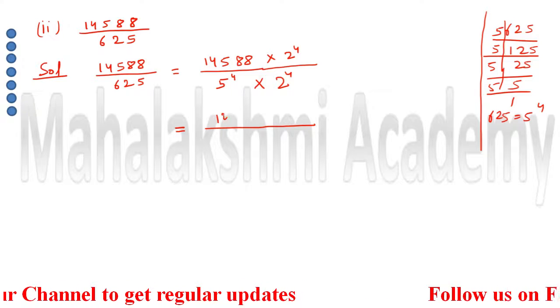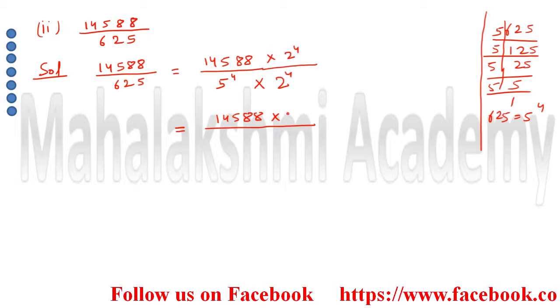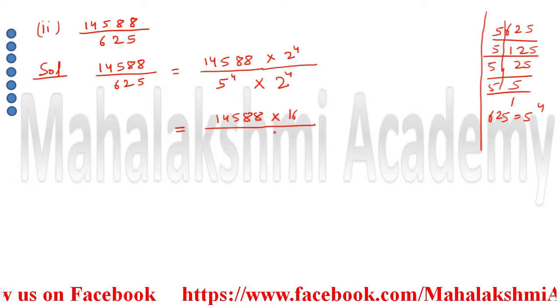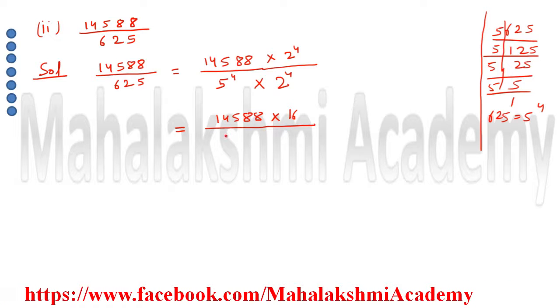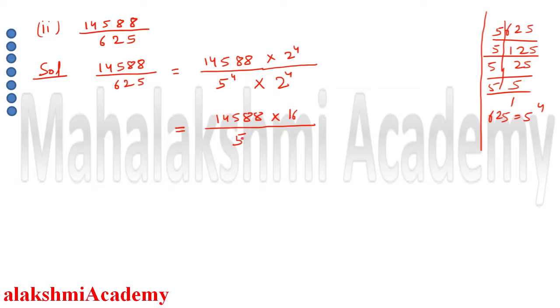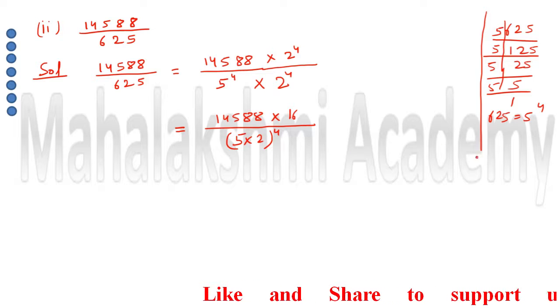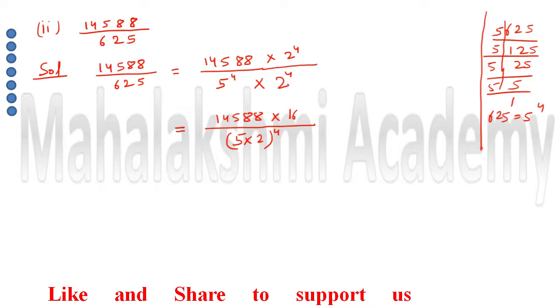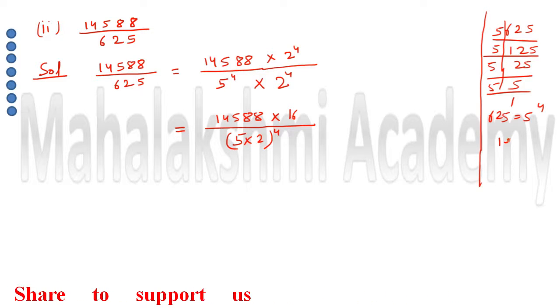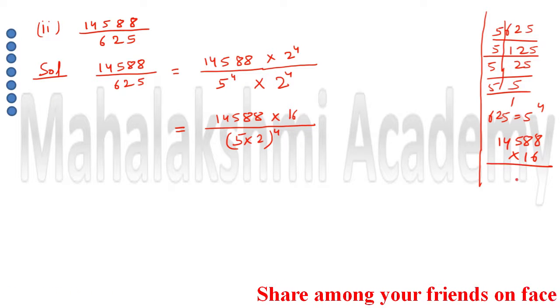In the numerator, write down 14,588 as it is, multiplied by 2 to the power 4, which is 16. Just write down 2 four times and multiply, you will get the answer 16. And then here, since the base is the same and the power is the same, we can write it as 5 multiplied by 2 to the power 4. Now here we have to do the multiplication. So we have to multiply the numerators. In the numerator we have to multiply 14,588 by 16.